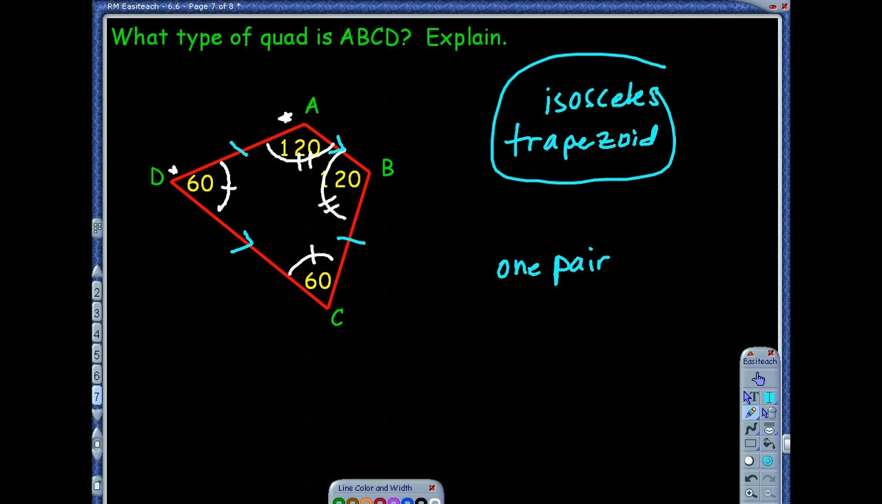So that's the type. So I started writing the explanation. One pair of opposite sides are parallel and one pair of opposite sides are congruent. So that's one reason why it's a trapezoid. But why is it isosceles? Because all the base angles are congruent.